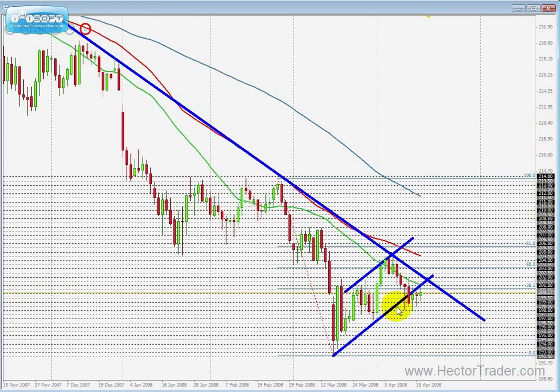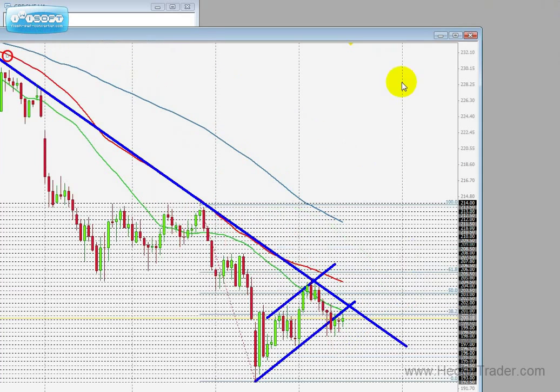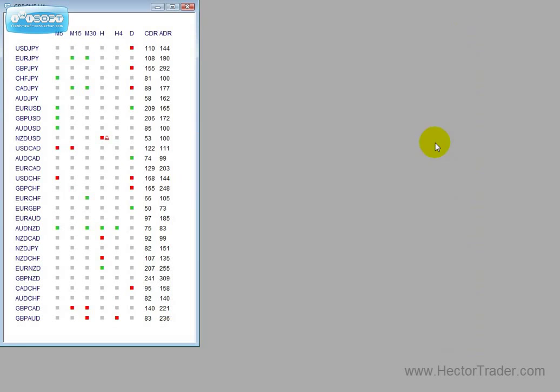So yeah, there goes another note into my notepad. I know that I have short entries, short opportunities on both the USD against the Japanese yen, also the GBP against the Japanese yen. So like I say, there goes another note on my notepad. That's it.